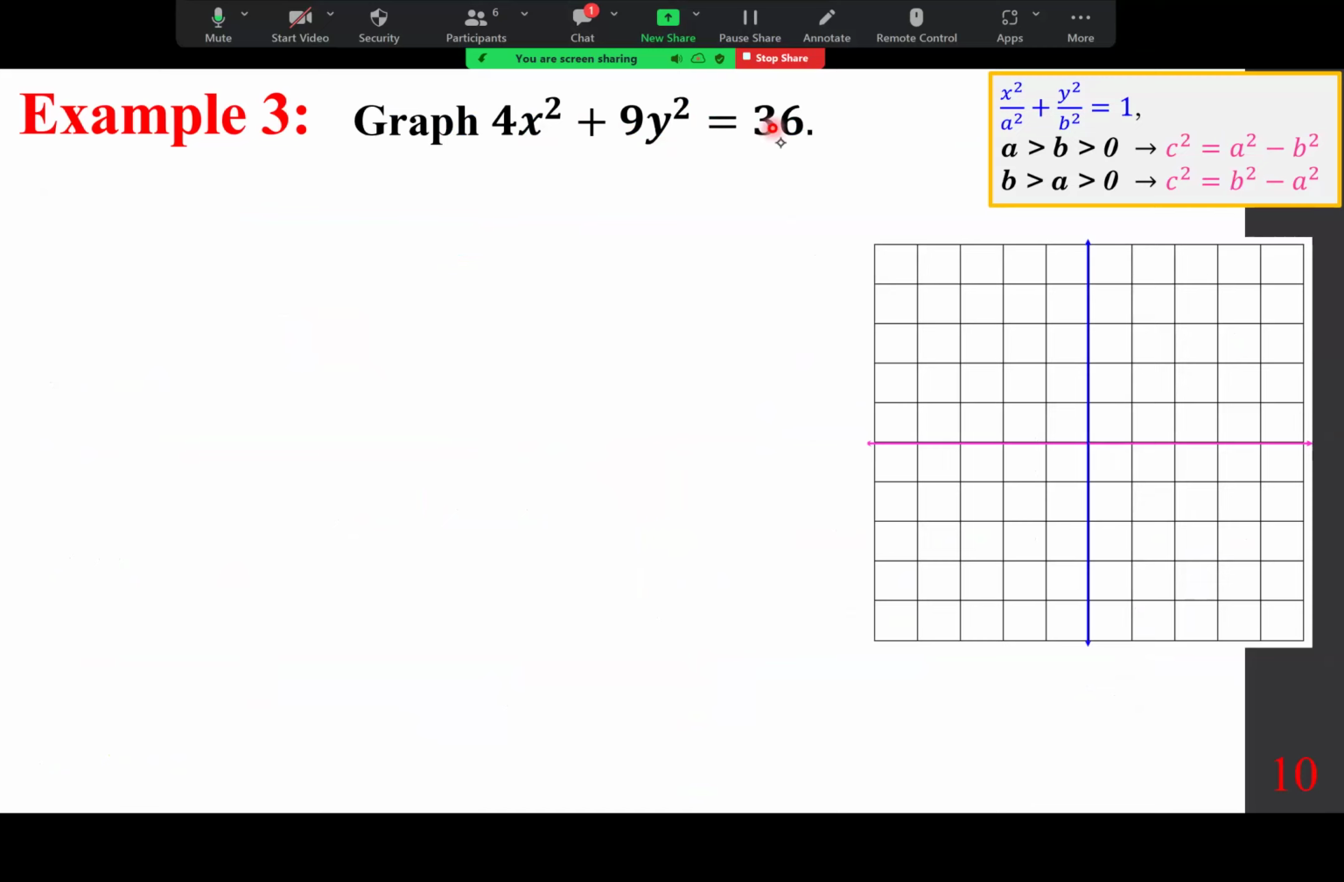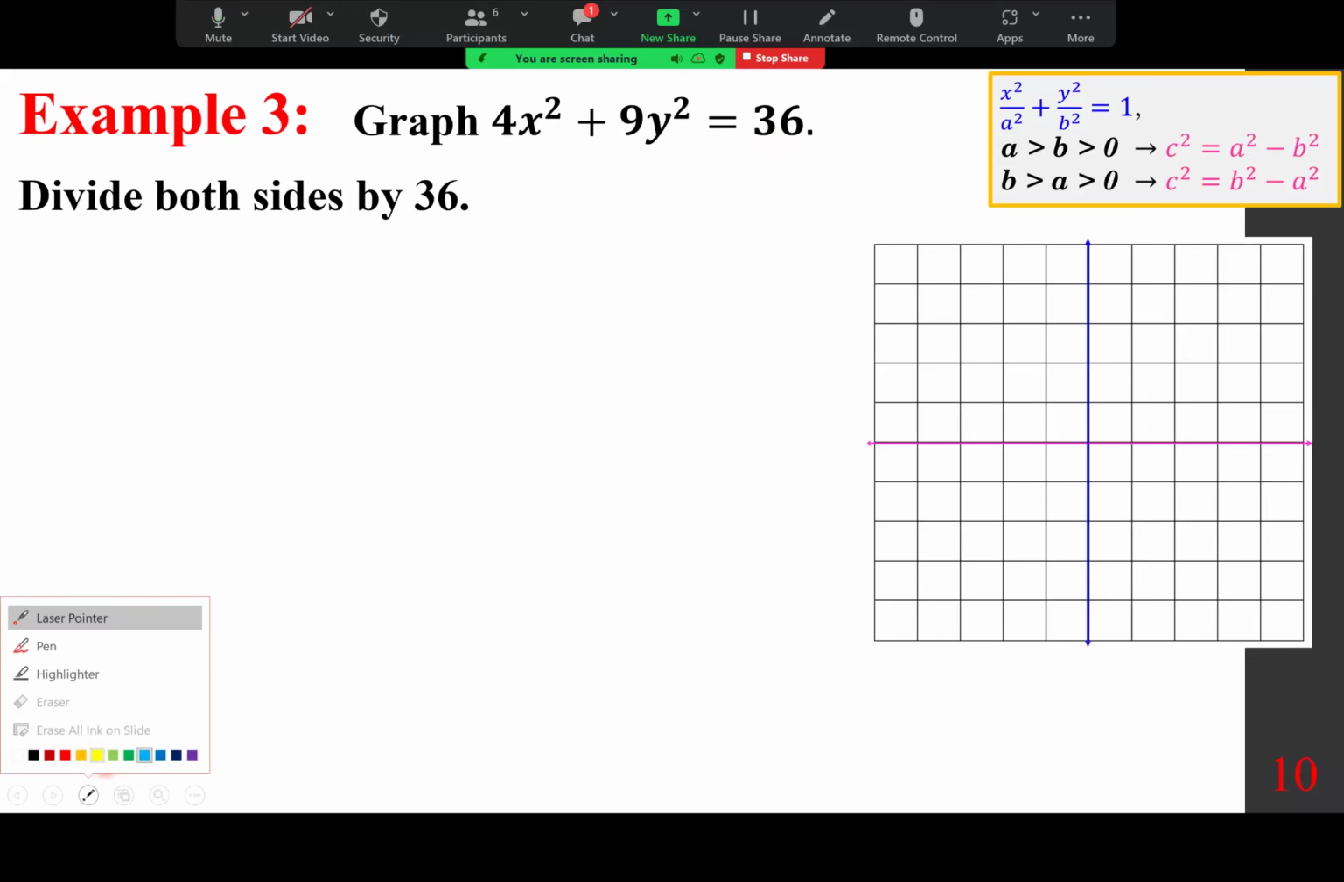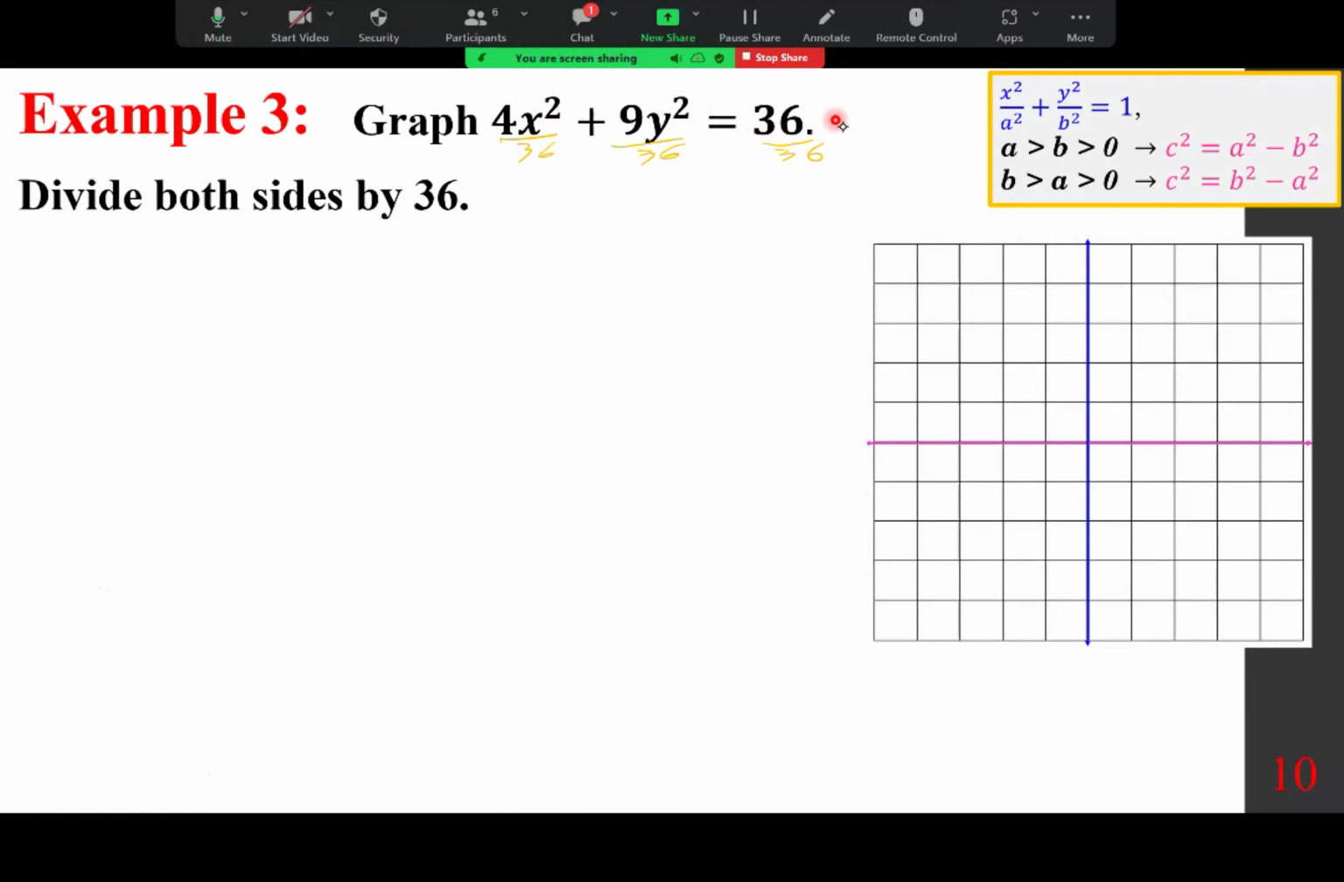So to put it in a standard form, you're going to divide by the constant 36. So if I divide by 36, this becomes x squared over 9, this becomes y squared over 4, and this becomes 1. Because we want 1 on this side, that's why we divide by the constant. So that, obviously, the center is at 0, 0.